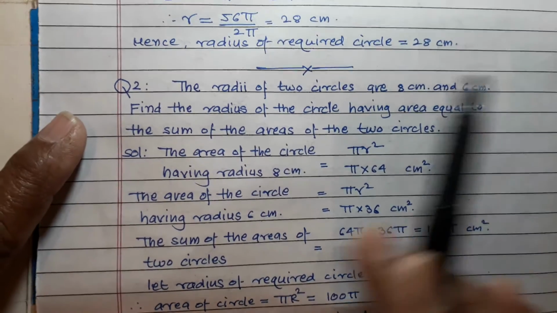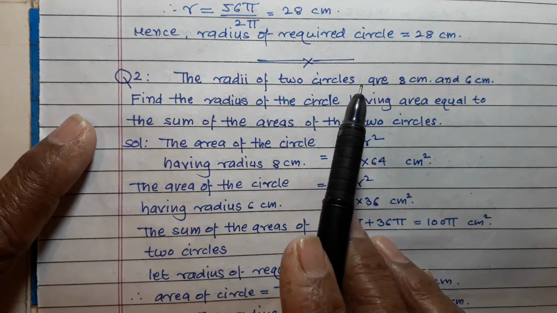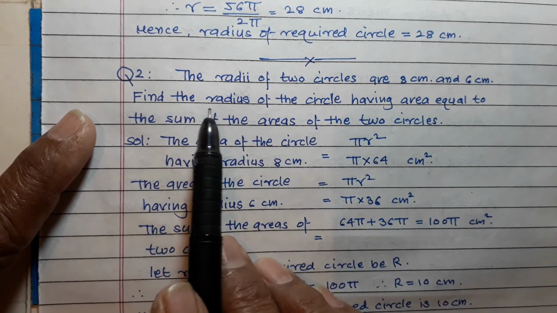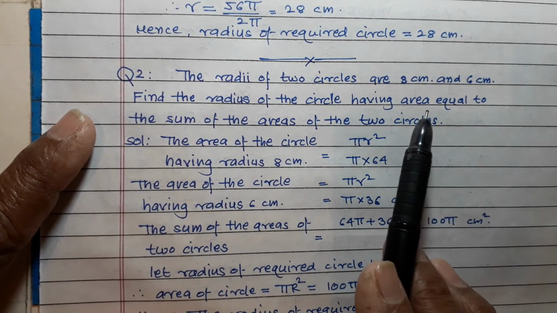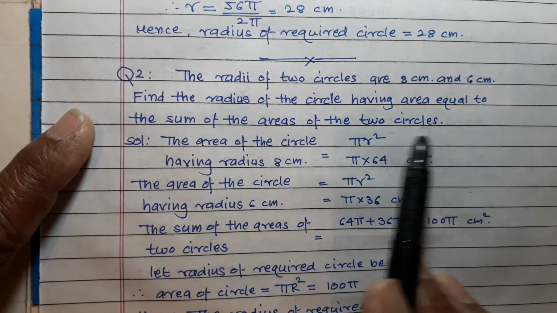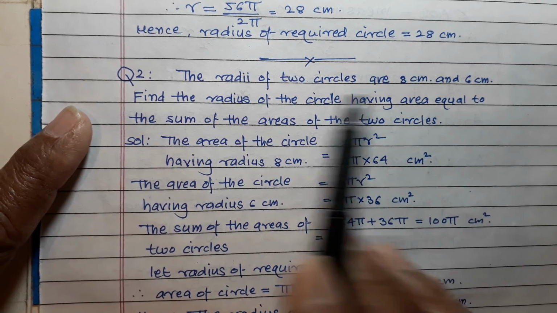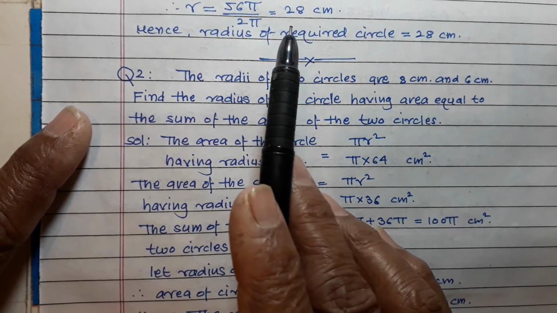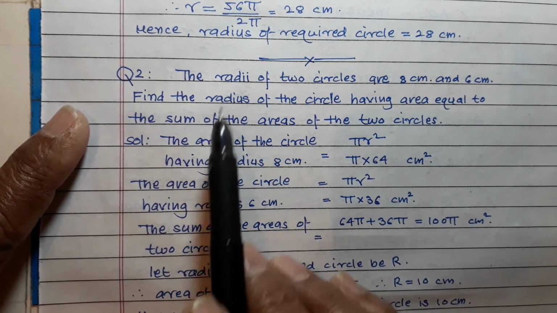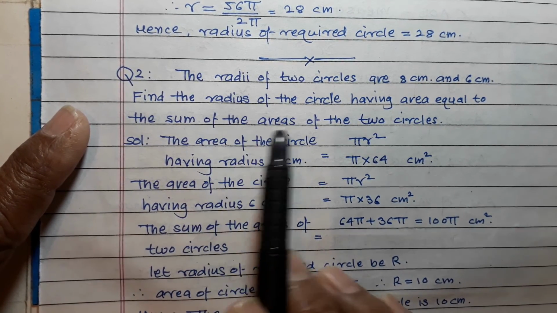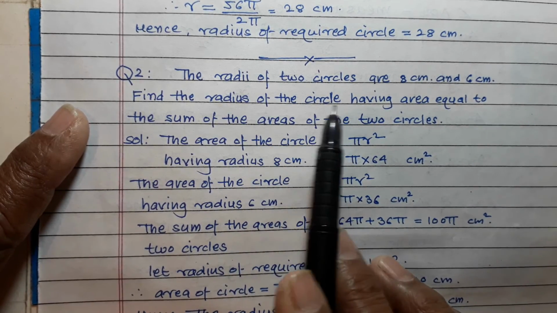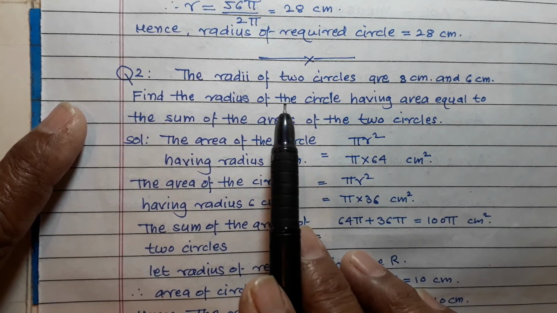Question number 2. The radii of two circles are 8 centimeter and 6 centimeter. Find the radius of the circle having area equal to the sum of the areas of the two circles. Same type of question: there their circumference is given and therefore they ask radius. Now here relation between areas is given and therefore they ask to find the radius of the circle by means of area.